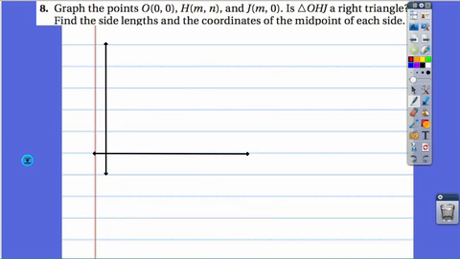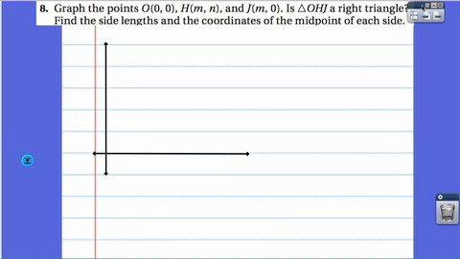Let's do one last example. Graph these points in the coordinate plane. Is it a right triangle? Find the side lengths and coordinates of the midpoint of each side. So for the sake of the video, I'm only going to do a couple of these. I'll find the side length of one side and the coordinate of the midpoint of one side. Or actually, better yet, I'm not going to worry about the second part because we already did one like that in class. So I'm just going to find out if it's a right triangle or not.